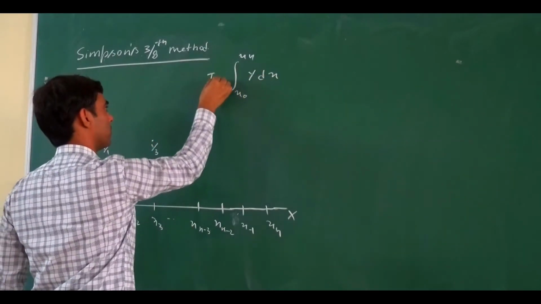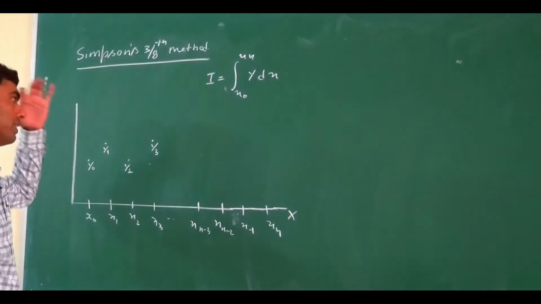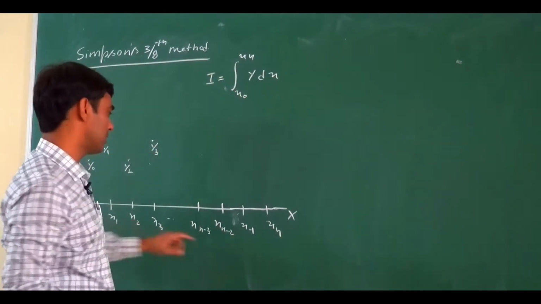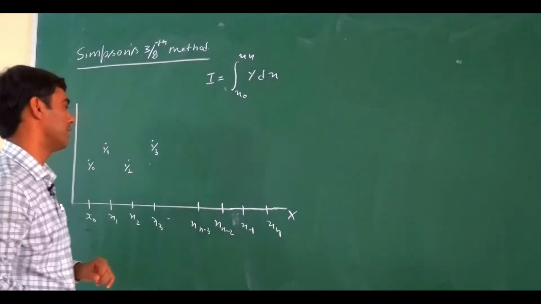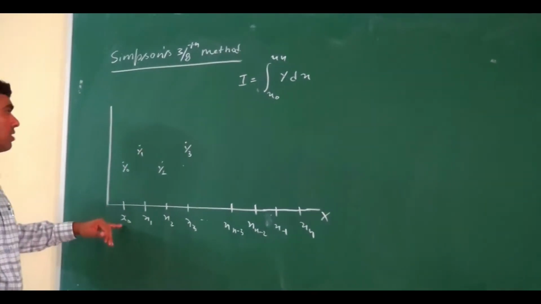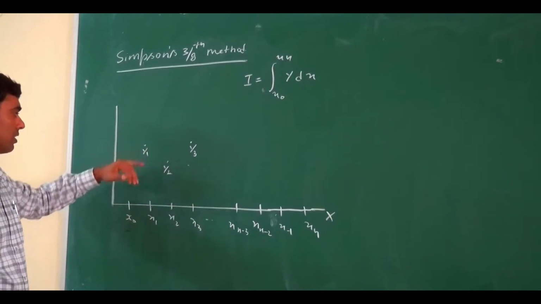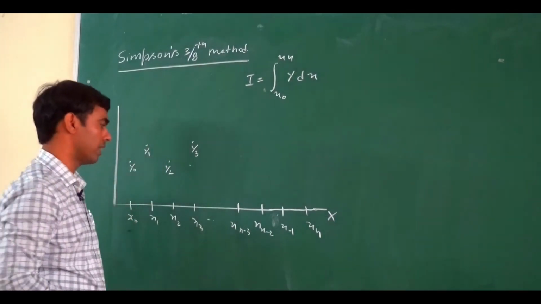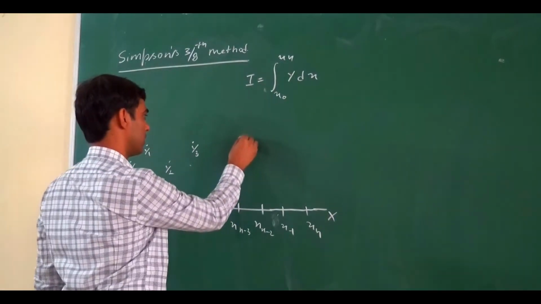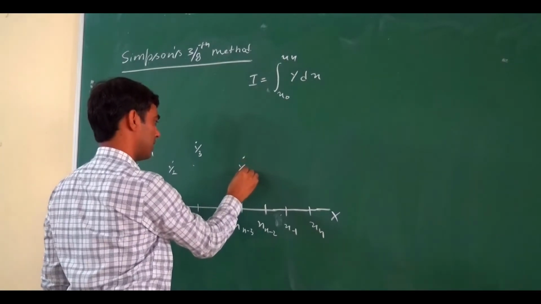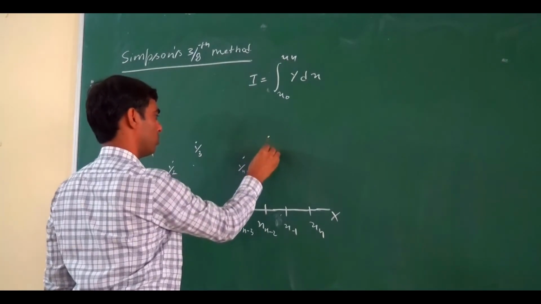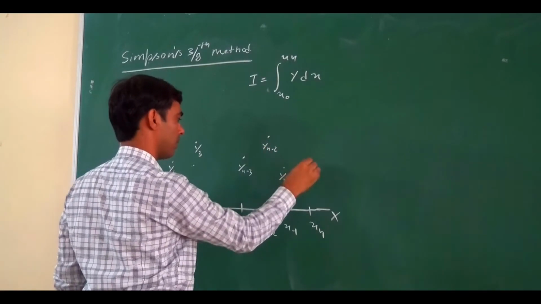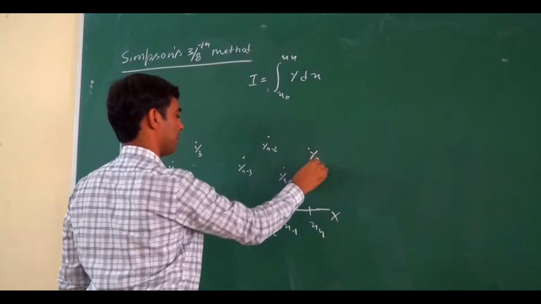So I equals this. What is our aim? Our aim is to find the integration from x0 to xn of the function y dx. What is given? At x0 what is the value of y, at x1 what is the value of y, at x2 what is the value of y, at x3 what is the value of y. Similarly, here there is yn minus 3, yn minus 2, yn minus 1, and yn.